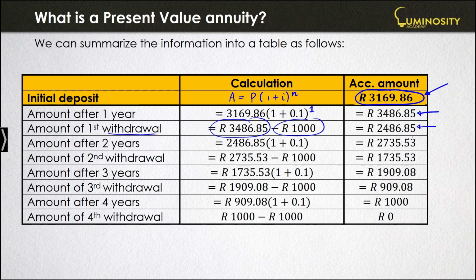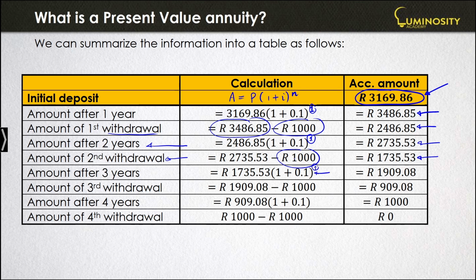Now that money is going to be sitting again for another year. So after 2 years' time, so just after 1 more year, that's 2 years in total, that would have grown to 2,735.53. And again, after that second year, he's going to withdraw another 1,000 Rand. And now that leaves him with 1,735.53 in the bank account. That 1,735.53 is going to accrue interest over another 1 year period.